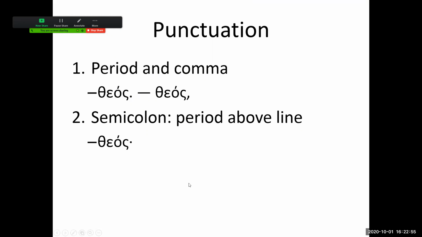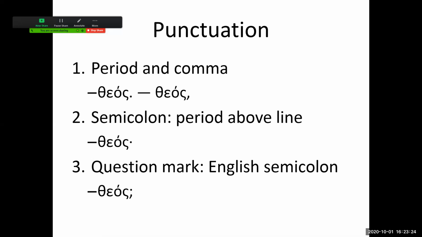There is, for lack of a better word, a semicolon. Well, it is a semicolon in Greek. It's just not called that in English. It's a period above the line. When you see a period above the line, think of it as a semicolon in English. That's the way we write semicolons in the Greek text.